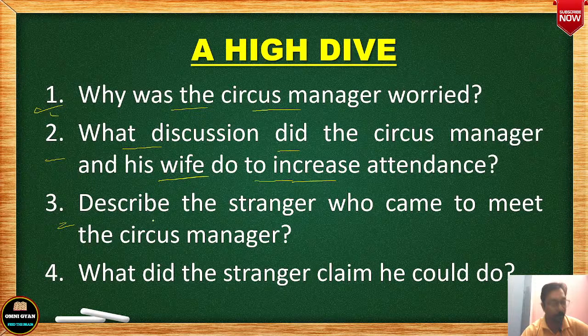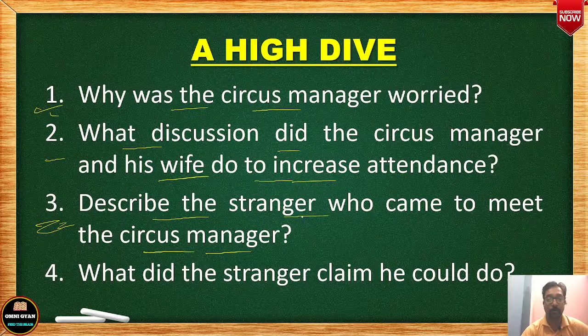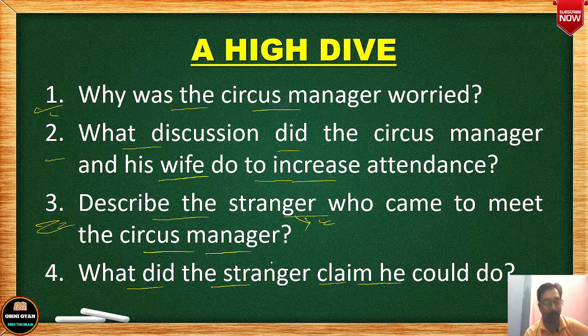Then number three, describe the stranger who came to meet the circus manager. So you have to describe the stranger physically, like he was a tall sandy-haired fellow wearing a corduroy cap. So all these things you have to describe here. What did the stranger claim he could do? The stranger claimed that he could dive from a height of 6 feet into a tank 4 feet wide by 4 feet deep, like that. So that is going to be the answer for question number four.